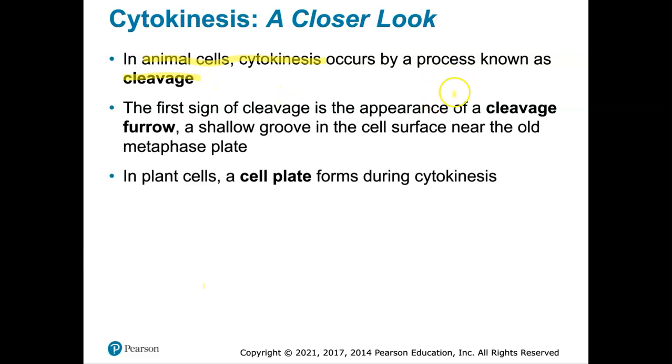And it starts with the formation of a cleavage furrow, which is a groove in the cell surface, kind of in the middle. And that cleavage furrow just squeezes and squeezes on the center of the cell until it pinches in half. In plant cells, a cell plate forms in the middle of the original parent cell. And then the cell plate eventually forms into the rest of the cell wall.